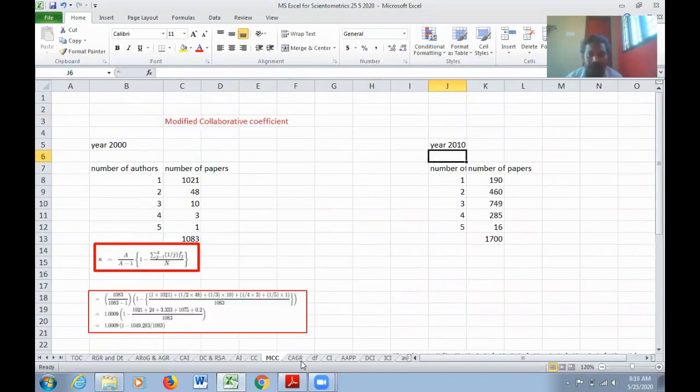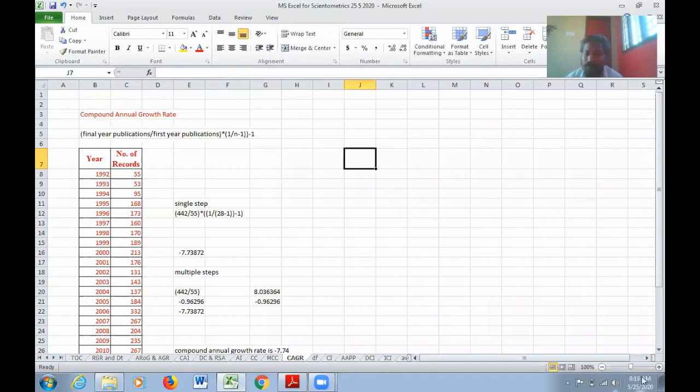Fine. Then comes the compound annual growth rate, a very, very popular scientific indicator. When you have publications over a period of time, you can of course calculate the annual growth rate. Apart from that, you can find out the compound annual growth rate. What is the formula? Final year publications divided by first year publications, you get some answer. Multiply it with 1 by 1 minus 1, then minus 1. Fine. So what is the formula here?